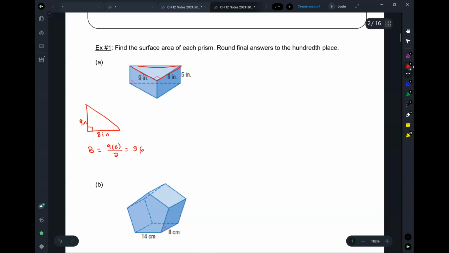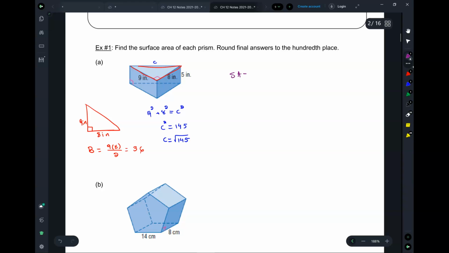But now, for the perimeter, we do need to do the Pythagorean theorem, right? So let's call this C. So 9 squared plus 8 squared is equal to C squared, right? This is 81 plus 64, it's 145. C squared is 145. So C is the square root of 145, about 12. Let's leave it as the square root of 145 for now, because we're going to round later on anyway. We can just put it in the calculator in one shot.